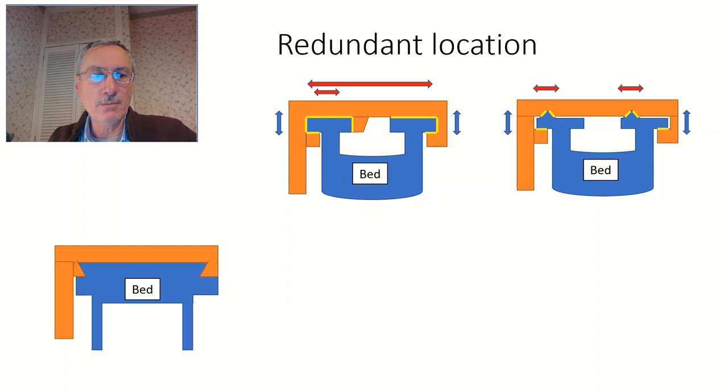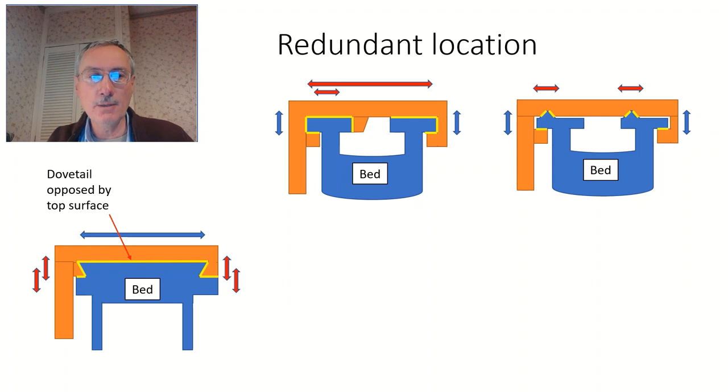Now we come to a dovetail section bed, and horizontal location this time is provided across the flanks of the dovetail, and that is straightforward. But vertical location is ambiguous. It is simultaneously provided by the flanks of the shear, the flanks of the dovetail and the top surface, and the flanks of the dovetail and the bottom surface. And that again is an example of redundancy. So there you can see the dovetail opposed by the top surface and the dovetail opposed by the bottom surface. So the question is, which of those is providing location?